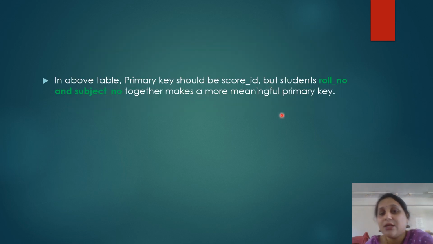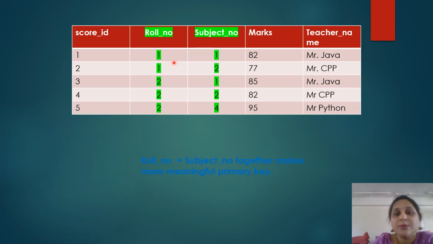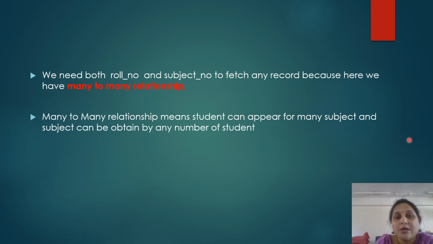As I already said, the student's roll number and subject number together make a meaningful primary key. Now let's see how. Here roll number and subject number together form a primary key because they make a meaningful primary key. We need both roll number and subject number to fetch any record, because here we have a many to many relationship. Means what?